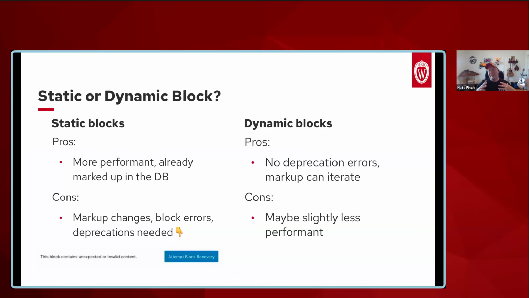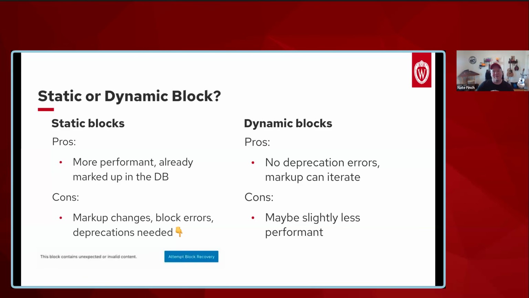So you can imagine, we're building these blocks and we make a change to the markup and then ship that out to thousands of sites. And then all of a sudden people get these errors. We were like, we cannot have that. So we moved over to using static blocks, or at least looking at static blocks, right?